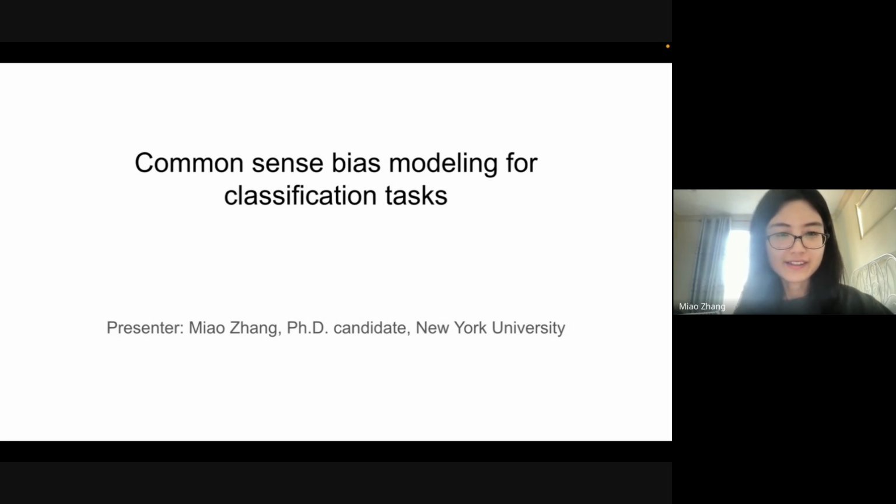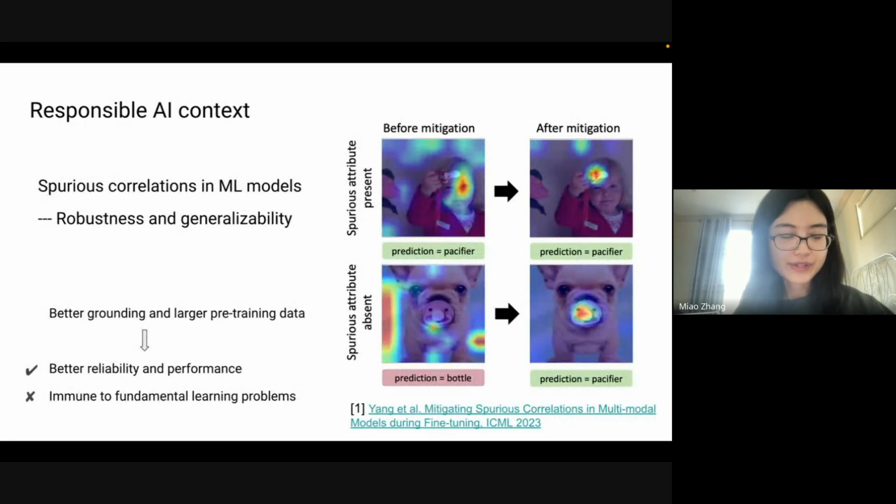Yeah, that's the brief context. And before diving into the idea, I would like to introduce the responsible AI context in bias modeling. There are multiple types of bias inside of a data set. It could be one group being underrepresented, or one group's samples being missing or disrupted.